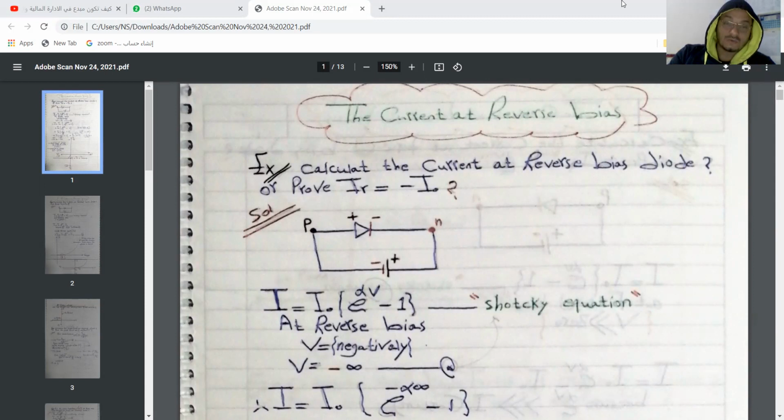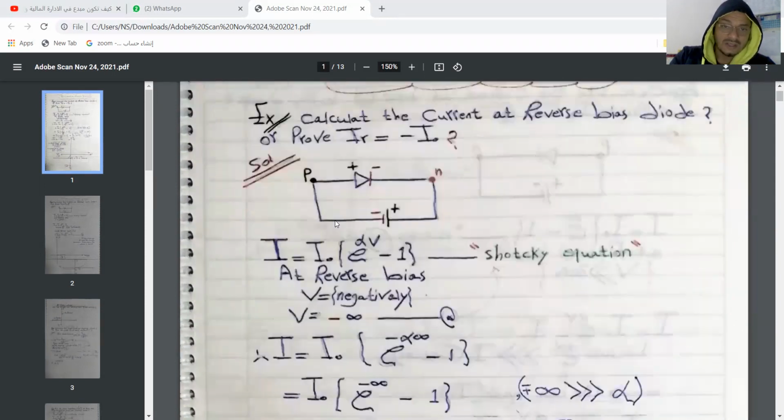Let's start from this question. Let's try to solve it. Calculate the current at reverse bias diode, or we can say prove reverse bias current equal minus saturation current. From this circuit here, minus with positive terminal, that's mean reverse bias.